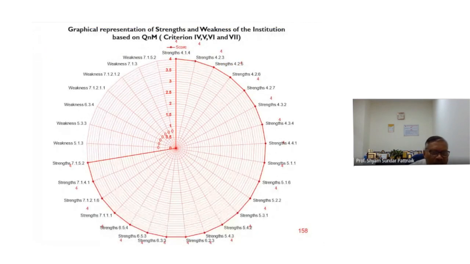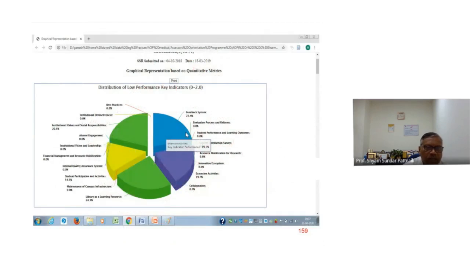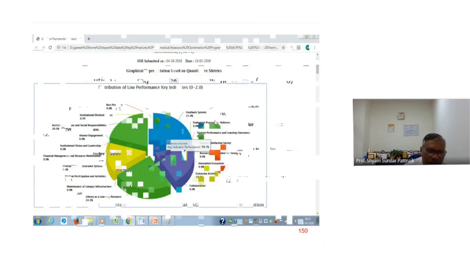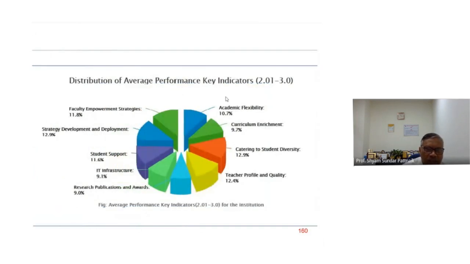If you see, as you know, the scale is 0 to 4, so the maximum value is 4. Whoever is getting these dots are put in the high key indicators zone. Those below 2 are in the low indicator zone. Then the distribution of performance indicators is shown here. 0 to 2 are the low performance key indicators, the parameters which get less score. Then the parameters with average scores, that is 2 to 3. This is distributed like this and is shown in front of the committee.